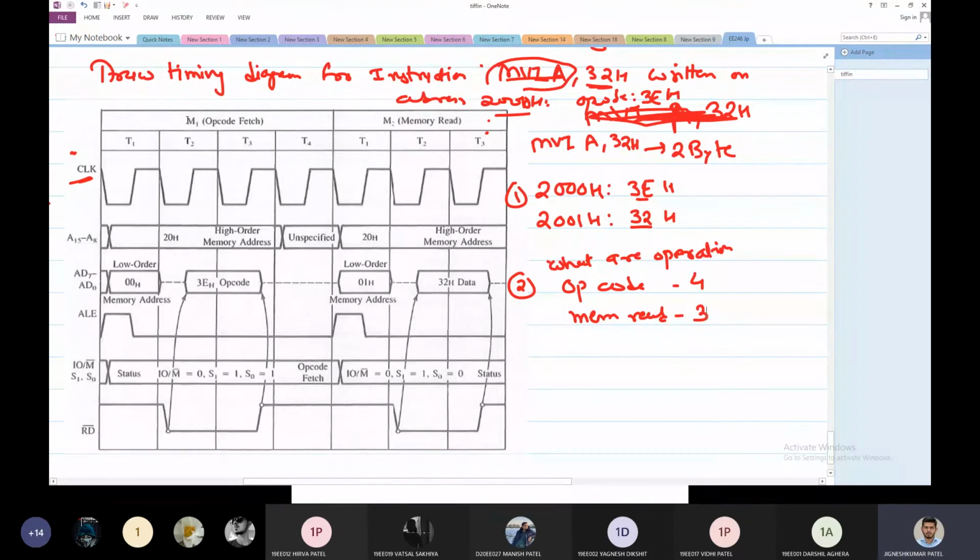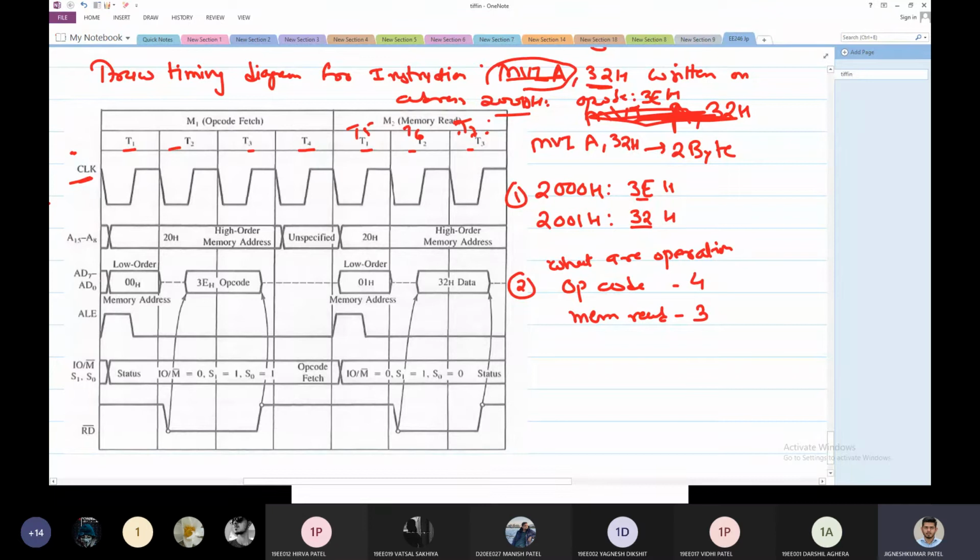Okay, the first cycle would be opcode fetch. So draw it like this. First I'll have T states starting from T1, T2, T3, T4, up to T4, and then again T1, T2, T3. If you don't follow this, you can write T5, T6, T7 as well, no issue. First thing is this: take 7 equal parts.